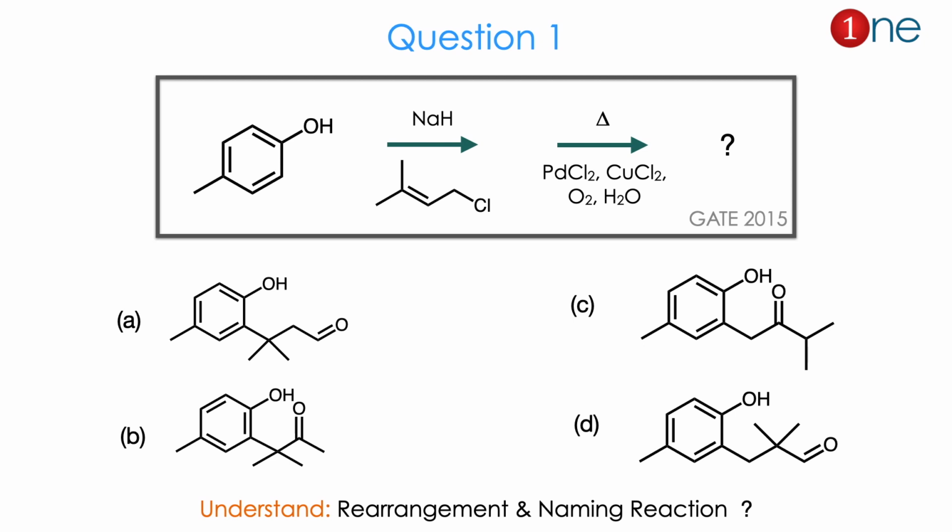Let us see question number 1. The starting material is benzene attached with methyl and OH. It's a cresol. You are reacting with sodium hydride and an alkene with chloride. Next step, you are heating with palladium and copper with oxygen and water. Here they ask you to find the product.